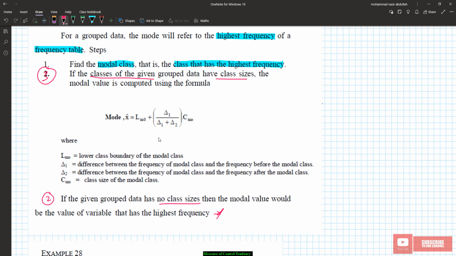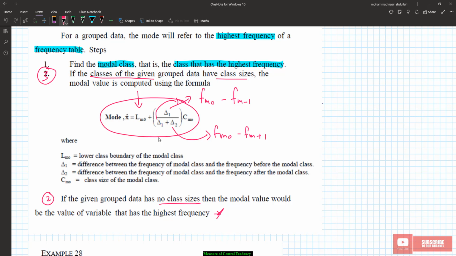If the frequency table has a class size, if the class size is given, we need to use this formula where LM is the lower class boundary of the modal class. Theta 1 is the difference, meaning the frequency of the modal class minus the frequency before the modal class. Theta 2 is the frequency of the modal class minus the frequency after the modal class. And then multiply with the class size of the modal class. So the definitions are given here.